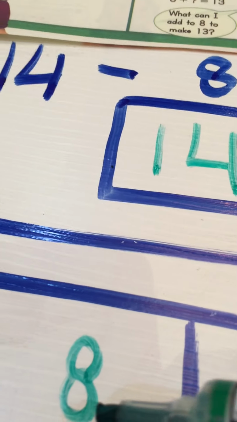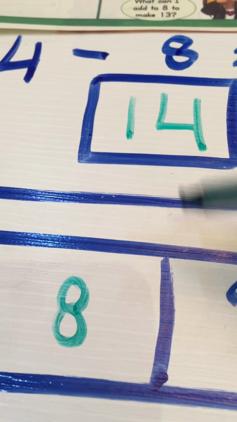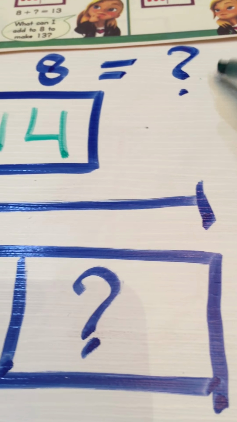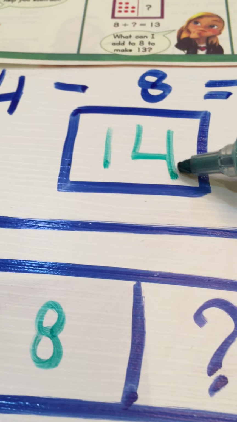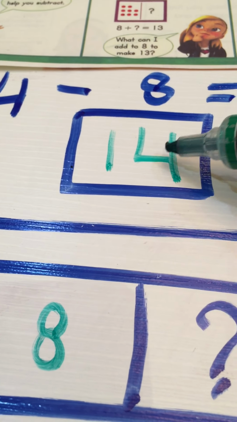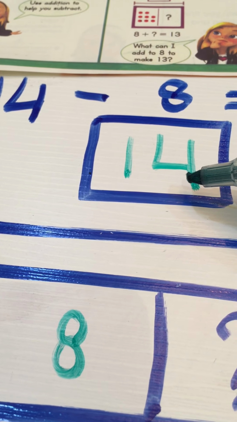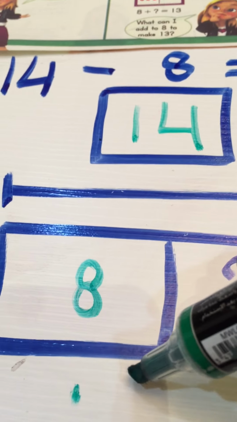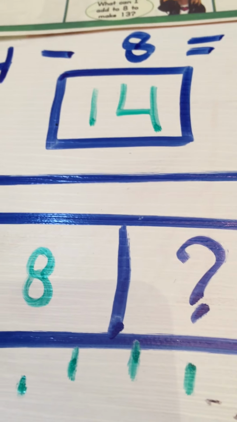So I want to do it as addition. Then 8 plus a missing number equals 14. What is that number to answer the subtraction equation here? So 8 plus a missing number equals 14. Count from 8 up to 14 to find this missing number. From 8 up to 14, so 9, 10, 11, 12, 13, 14.